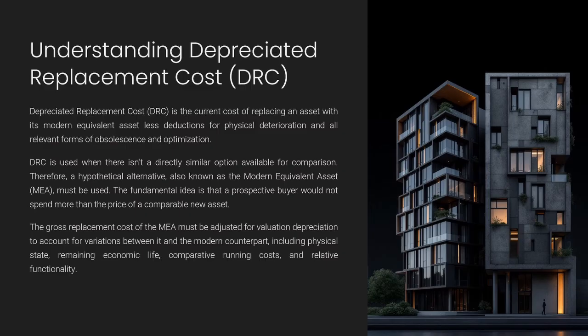The fundamental idea is that a prospective buyer would not spend more than the price of a comparable new asset. So the gross replacement cost of the MEA, modern equivalent asset, must be adjusted for depreciation to account for differences between it and the modern counterpart, including physical state, remaining economic life, comparative running cost, and relative functionality.